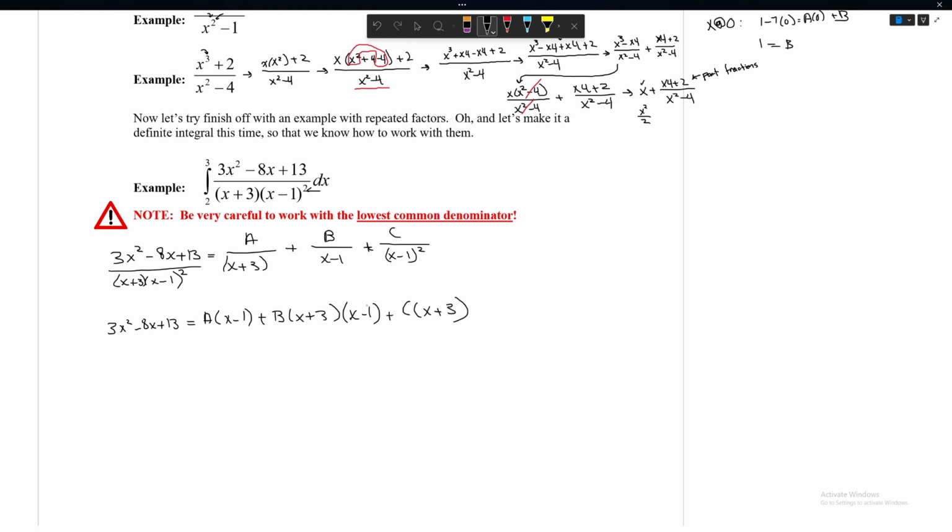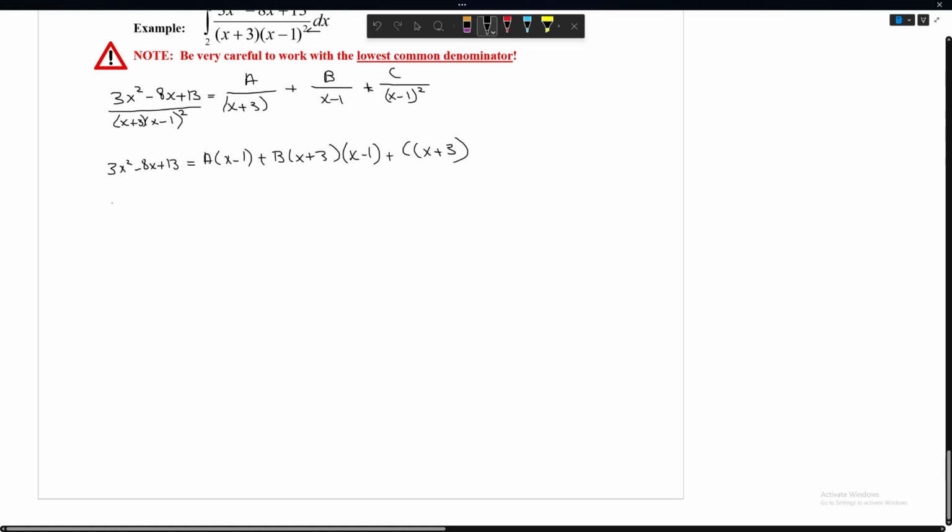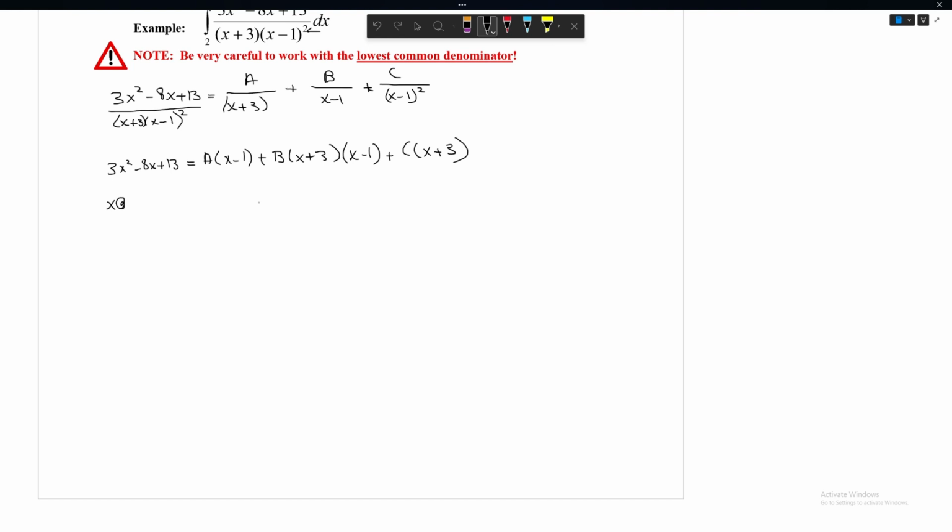All right, and now that you have this, you want to choose x at, let's see, what cancels out? If I do positive 1, these two cancel out. So at positive 1, when I do positive 1, these two cancel, I got my c. Now if I do negative 3, these two cancel out, I get my a. Right? So I got my a, I got my c. How can I get my b?